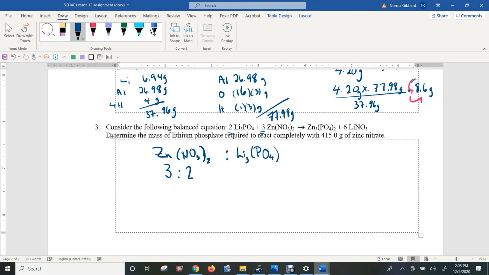So we have the number of moles of Zn(NO3)2. And that's equal to 415 grams. That's what's given in the question. And that's 1 mole. And we know the molar mass is 189.38 grams. And that is equal to 2.191 mole.